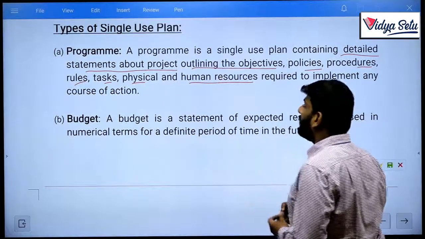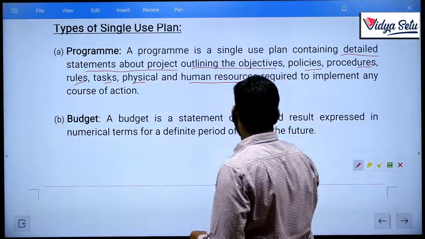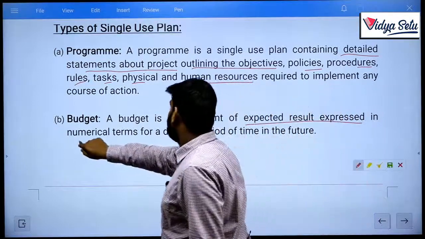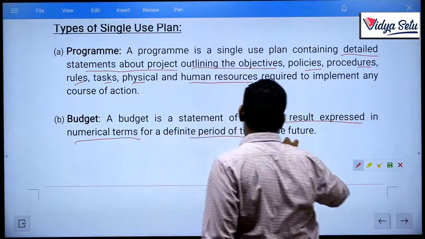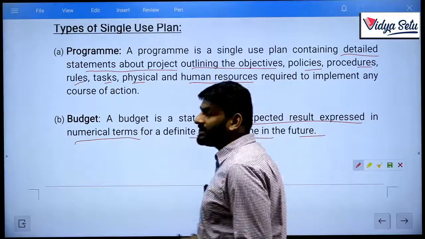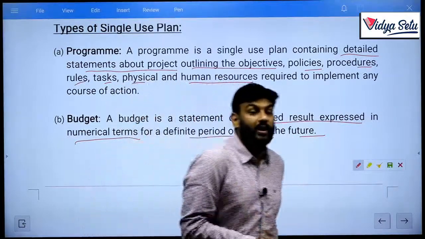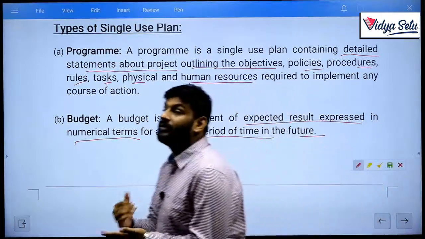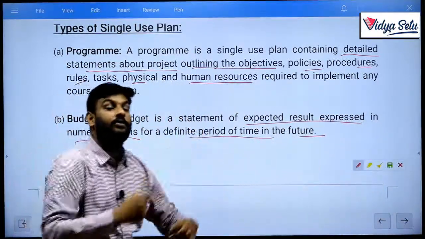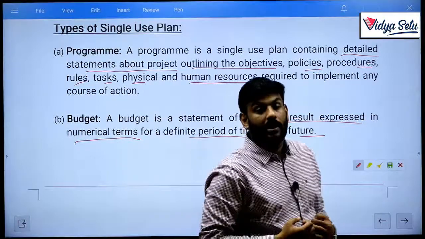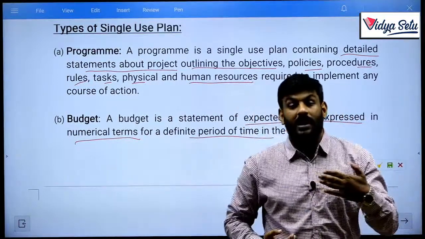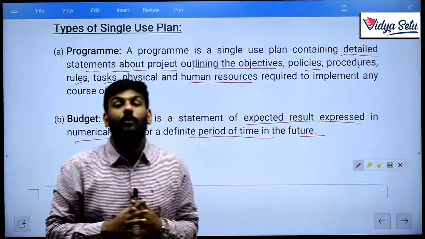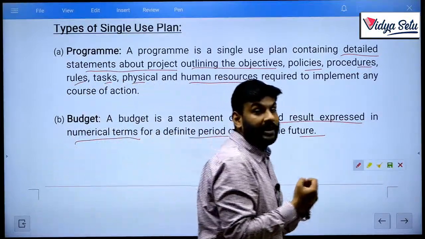Next is budget. Budget is a statement of expected results expressed in numerical terms for a definite period of time in the future. A budget set for the government or for an organization is a statement that shows your income, your expenses, as well as your resources, how much you have, and how you can utilize them. If we have resources and can use them properly, then we need to select a proper budget.